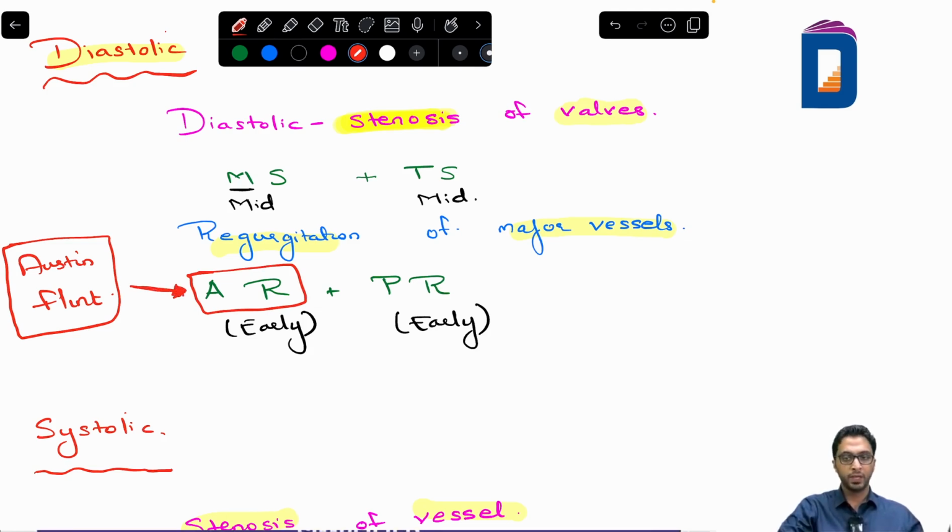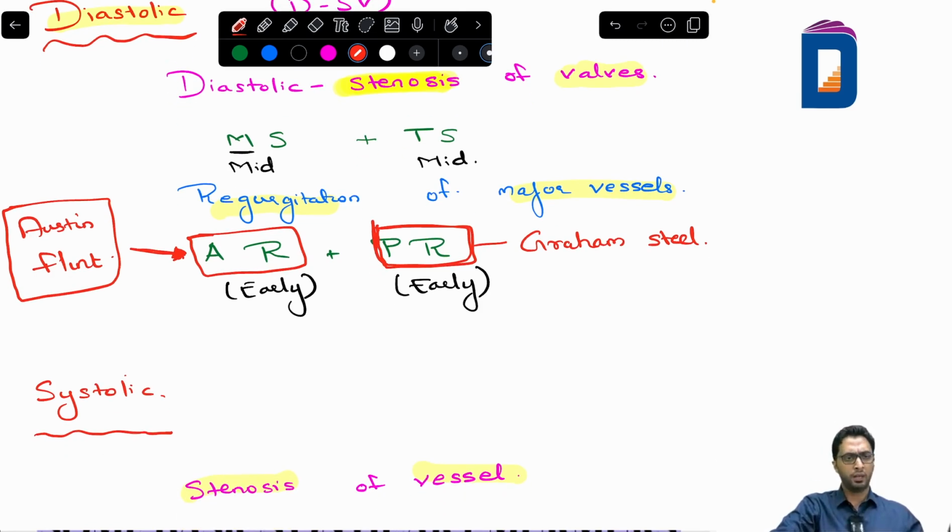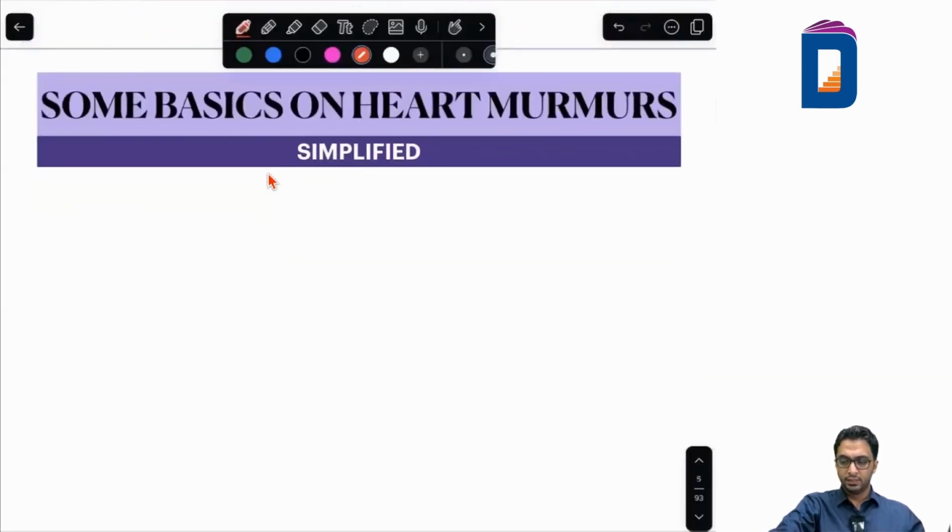There is one more murmur which is seen in pulmonary regurgitation. So I'll use another color here. Okay, pulmonary regurgitation. There is Graham-Steell murmur. I'm not going to detail. Graham-Steell murmur in pulmonary regurgitation and pulmonary hypertension. This has been a question. So two murmurs additionally, Austin Flint in AR and Graham-Steell in PR. Okay, we've discussed this yesterday.